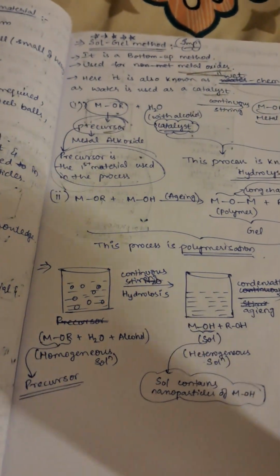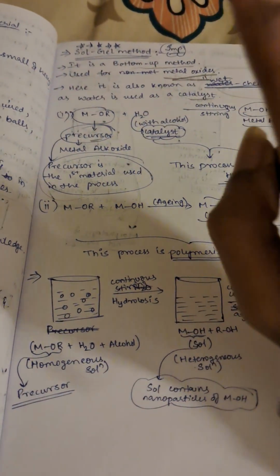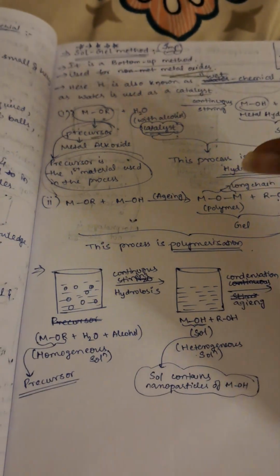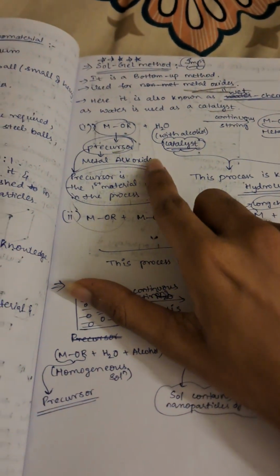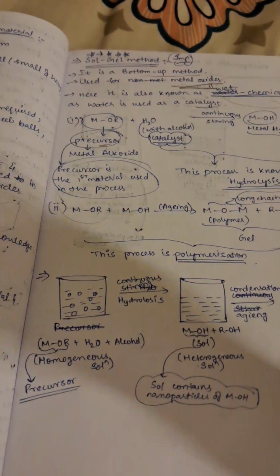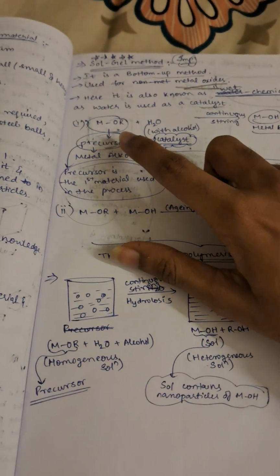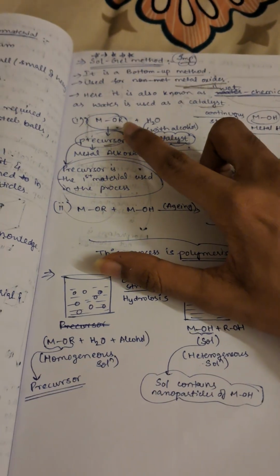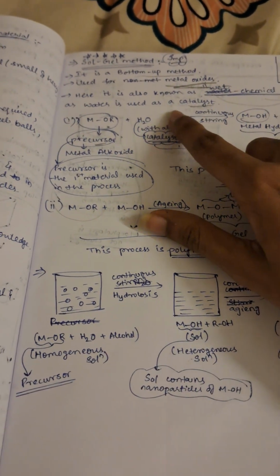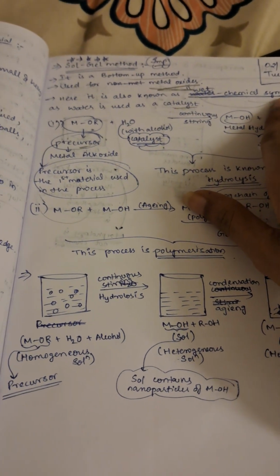What is the meaning of precursor? Precursor means it is the first material used in the process. In this process, whatever the first material you use, which is metal alkoxide, MOR, is the first material you use in this experiment. That's why the first material is known as precursor. So metal alkoxide is the precursor. Here you need to add water to it. Because water acts as a catalyst, that's why it is wet chemical synthesis method.